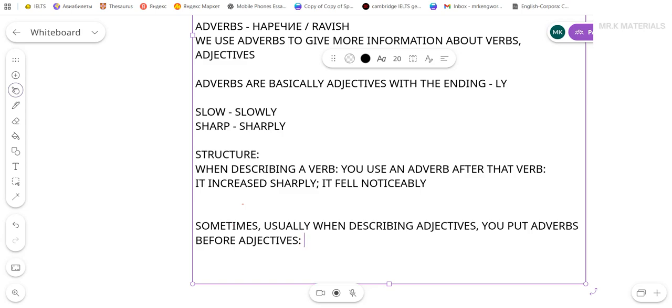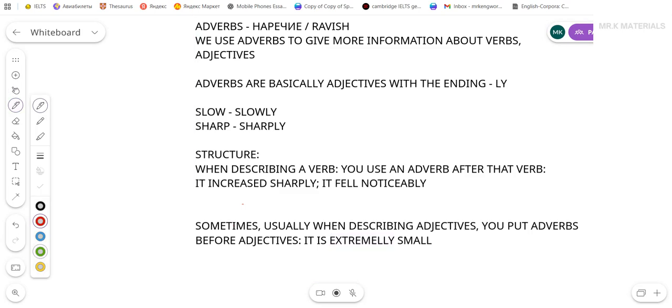Examples here would be, for example, it is small. I have my adjective, and I want to give more information about this adjective. So before this, I put: it is extremely small, right? So this is my adverb here. Let me just highlight this. So this is my adverb, and this is my adjective. My adverb describes my adjective, and it stands before it.